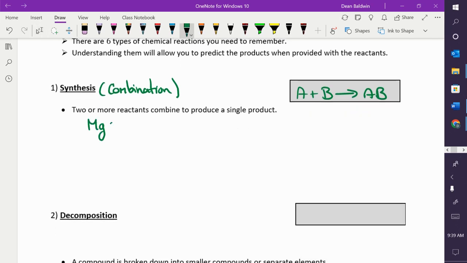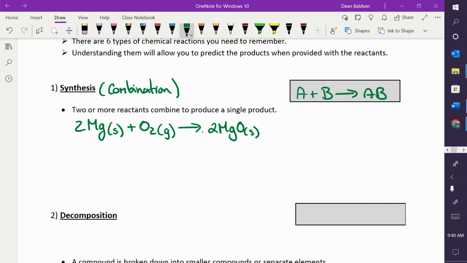Some examples of this. If we take magnesium, I'll show you this tomorrow, and oxygen gas, essentially you can burn the magnesium and you get MgO, which is a solid. Magnesium oxide. Two elements, doesn't have to be elements, but two reactants forming one compound. I do need to put a two on the magnesium, thank you. Boom. And you have to balance them, obviously.